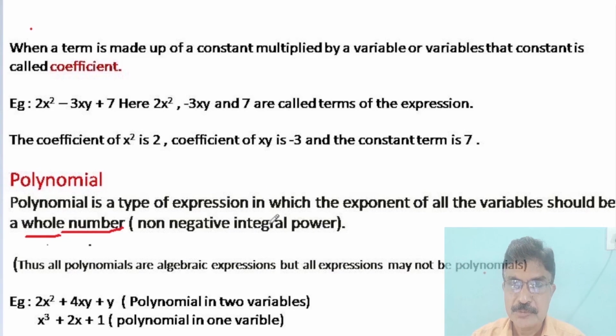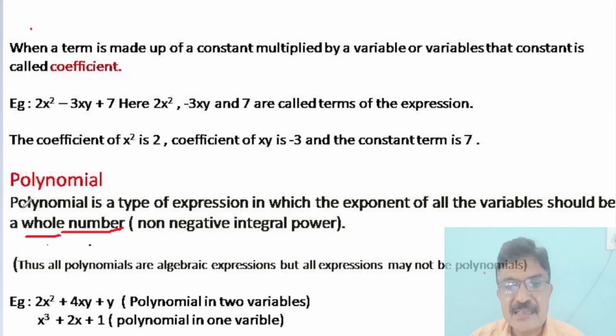X raised to 1 by 2. The exponent is a fraction. It is not a whole number. So x raised to 1 by 2 plus 2 is not a polynomial. Square root of x plus square root of y is not a polynomial. That is, square root of x can be represented as x raised to 1 by 2. 1 by x is not a polynomial, because this 1 by x can be written as x raised to minus 1. So this is not a polynomial.